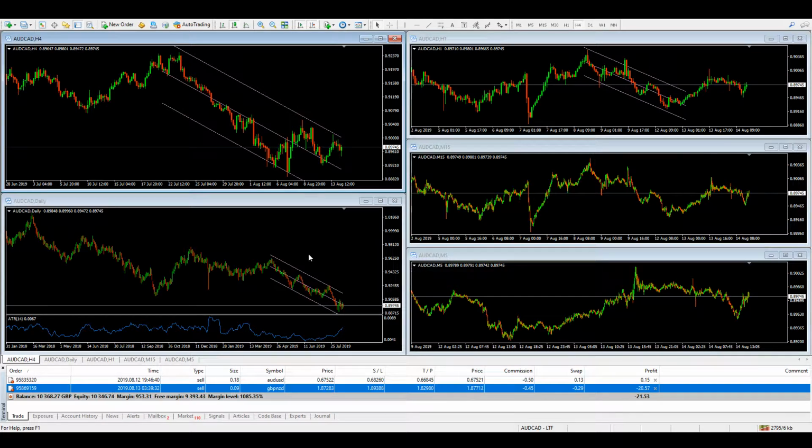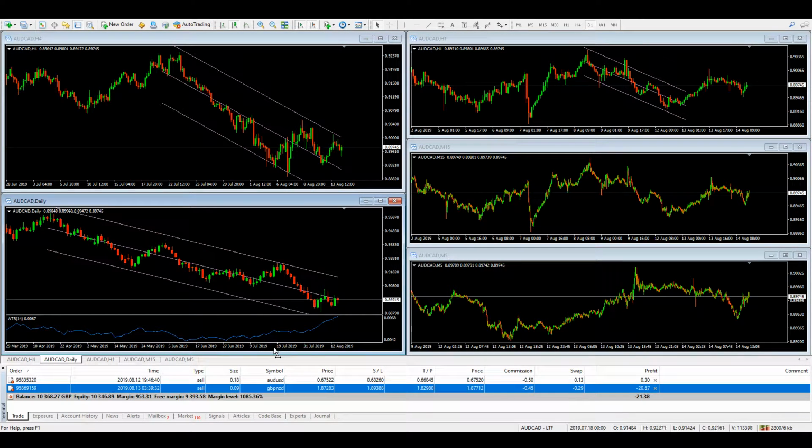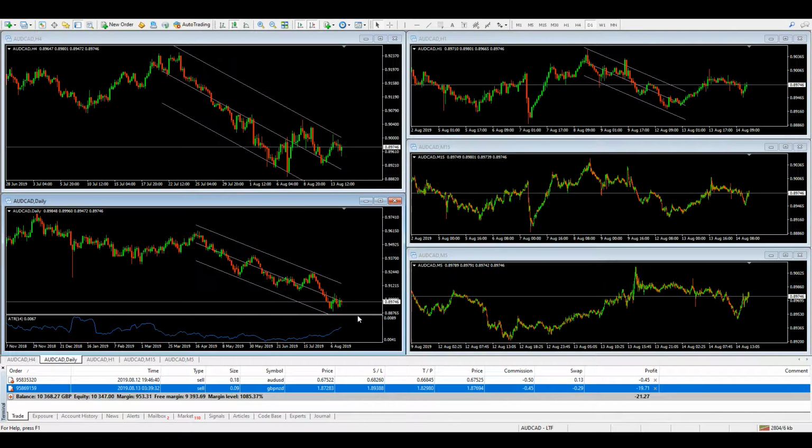So looking over the dailies here for opportunities, looking for price to be here. This is kind of tradable. It's not great. We've got some reference points.